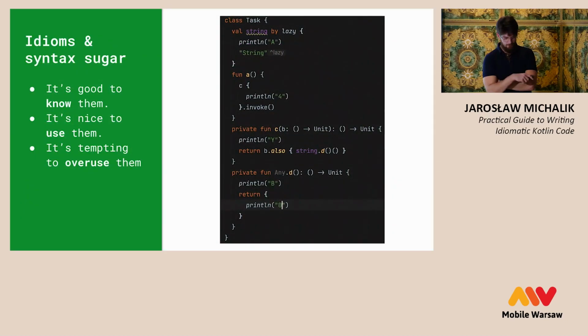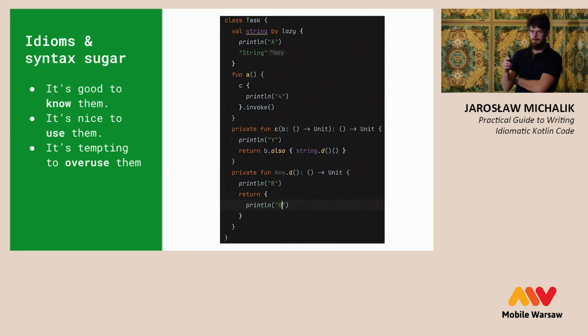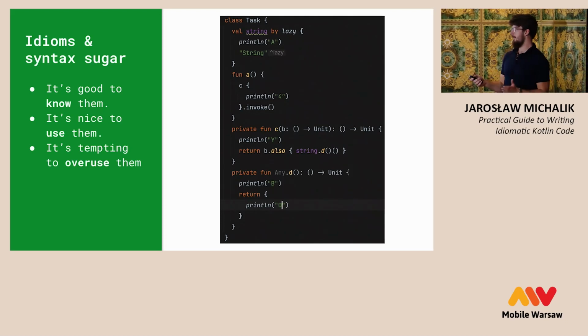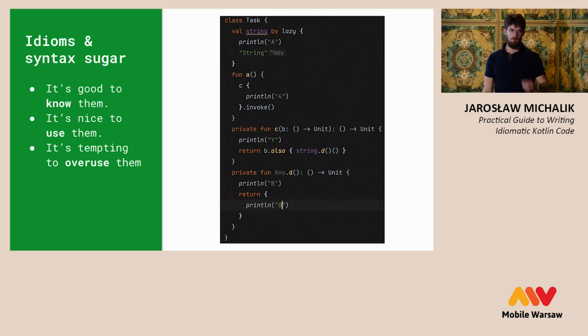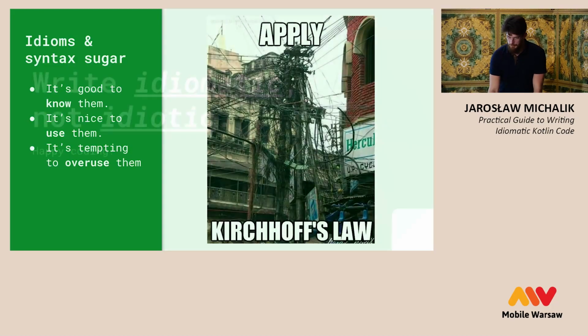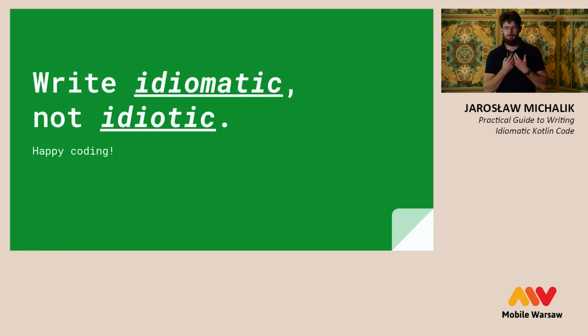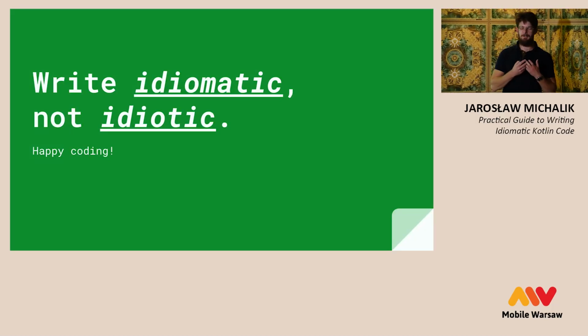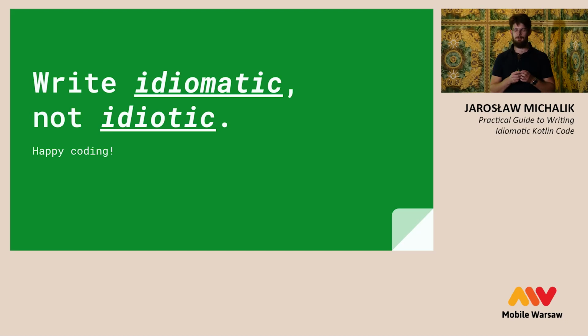So all of this stuff I presented to you, value classes, class delegation, well, it's syntax sugar, and it's good to know those concepts. But it doesn't mean that we have to use them, because it's very easy to overuse that syntax sugar and end up with unreadable code. So my message to you is, if you are writing idiomatic Kotlin, write idiomatic, not idiotic.